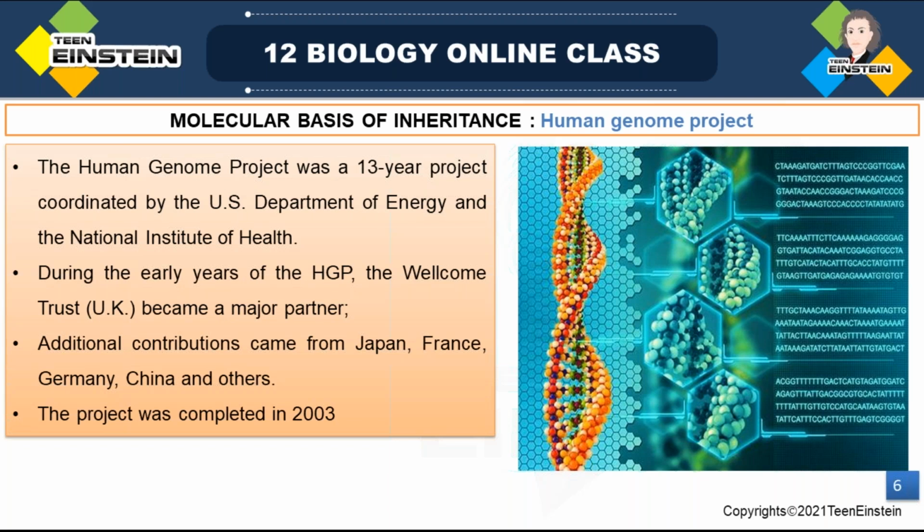This Human Genome Project took around 13 years. So it is a 13-year project, and it was coordinated by the US Department of Energy and the National Institutes of Health. Then during the starting years of this project, the UK-based Wellcome Trust became the major partner.